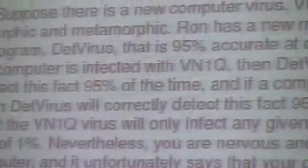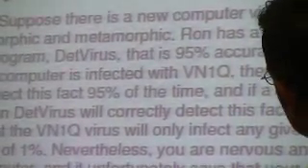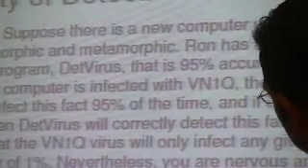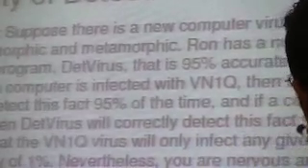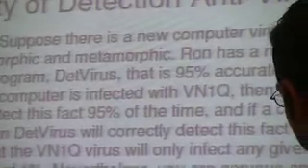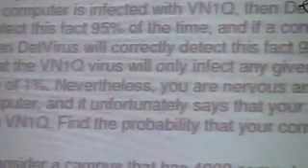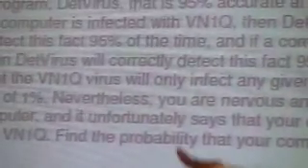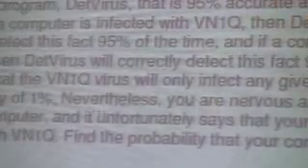Okay? Which means if a computer is infected with this virus, the Death virus can correctly detect it 95% of the time, and if a computer is not infected with this virus, it can detect this fact 95% of the time. That's what the 95% means. It turns out that the VN1Q virus will only infect any given computer with a probability of 1%, which means given any computer, what's the probability it is infected with the virus?